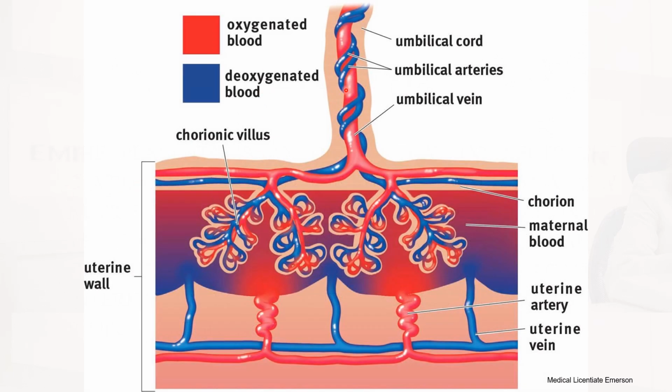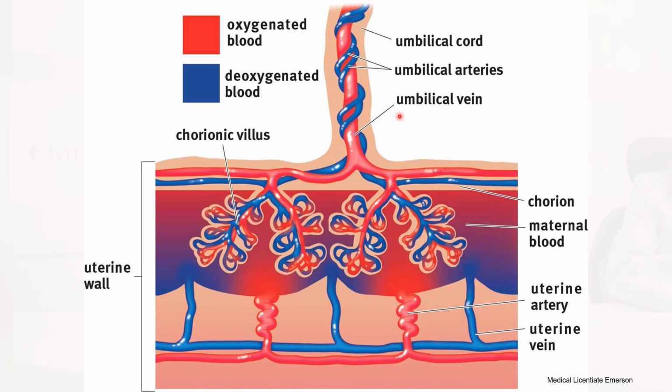So this is how the placenta looks like. This is the uterine wall. Then we have blood that is connecting from here. Then you have the chorionic villi that are embedded in the uterine wall. Then these are the uterine arteries, then the uterine vein, and this is the maternal blood, and this is the chorion. Then the umbilical vein is here. Then you have the umbilical arteries.